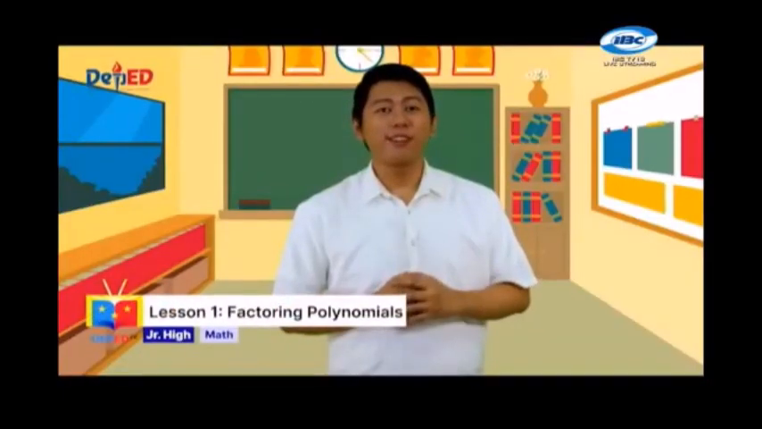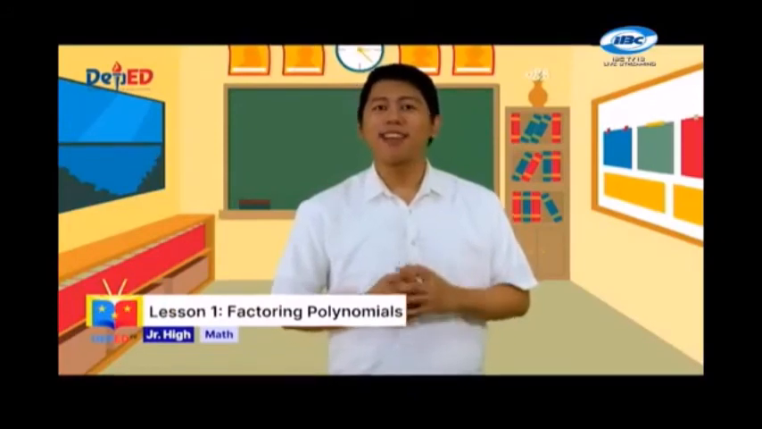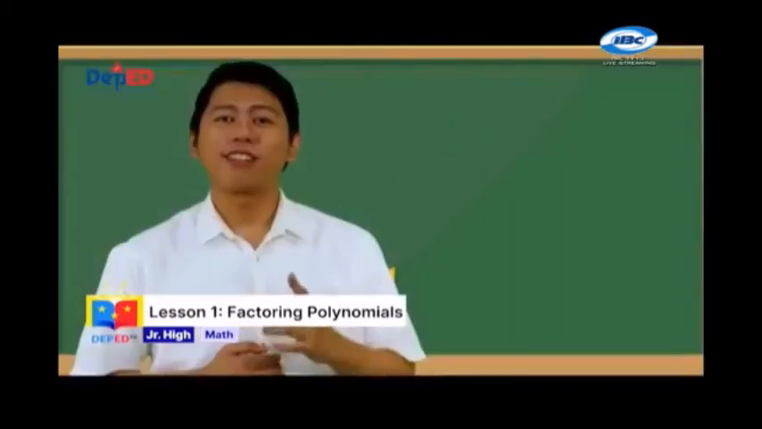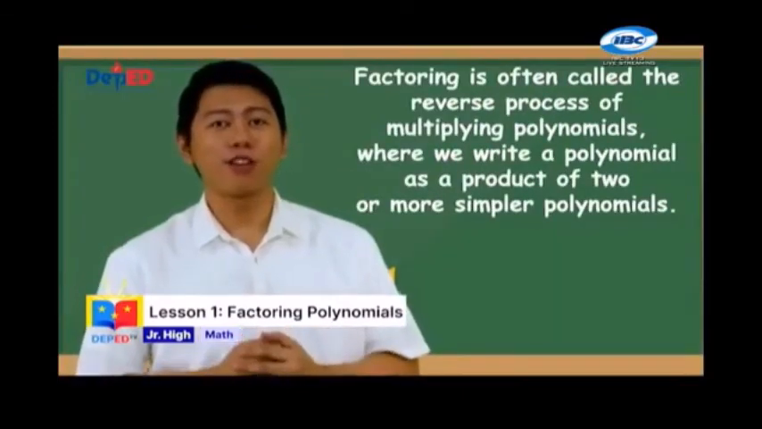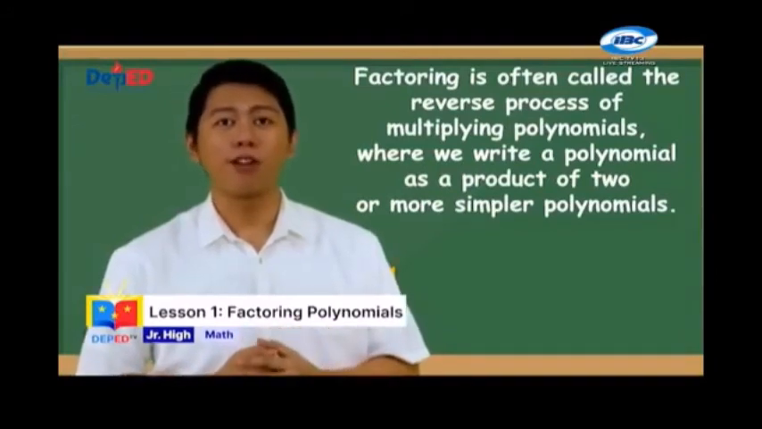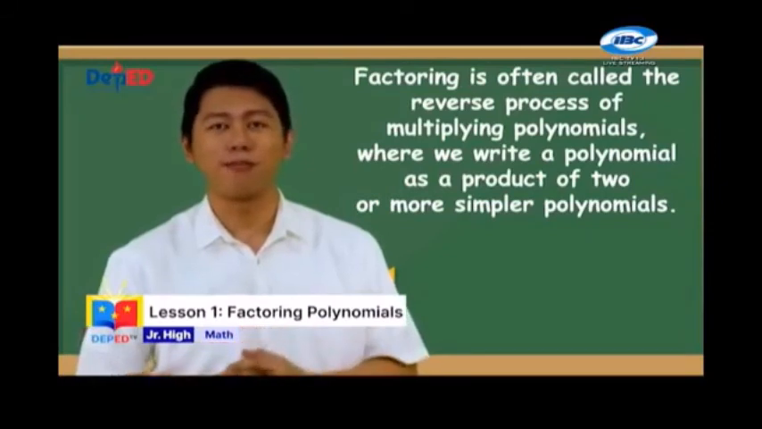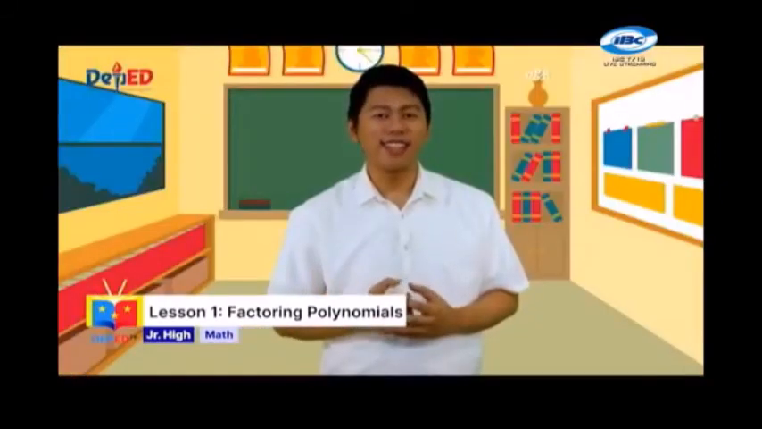Remember that getting the greatest common monomial factor is different from writing a polynomial in its factored form. Factoring is often called the reverse process of multiplying polynomials, where we write a polynomial as a product of two or more simpler polynomials. Now, let us try this example.